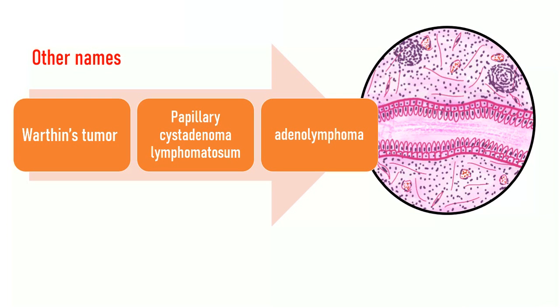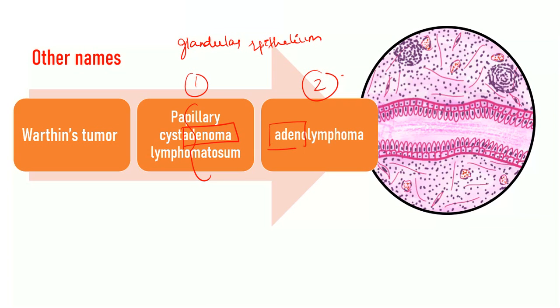The key to understanding Warthin's tumor lies in understanding its other two names, which are papillary cystadenoma lymphomatosum and Adenolymphoma. Okay, so the recurring component here is adenoma, right? So adenoma basically means a tumor of glandular epithelium, right? This is what we have always studied. This is a benign tumor of the glandular epithelium.